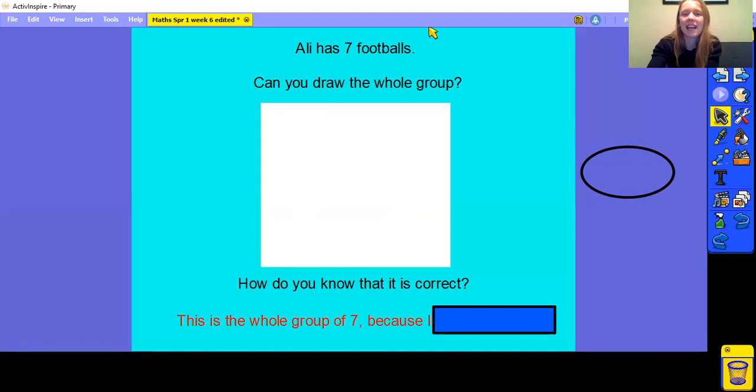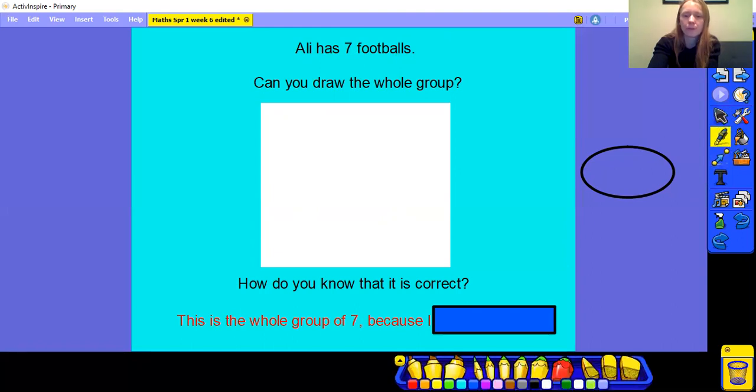Okay, it says, Ali has 7 footballs. Can you draw the whole group? Okay, I'm going to do big blue footballs. So Ali has 7 footballs. If I'm going to draw the whole group, I need to draw all of them. And all of them would be 7 because Ali has 7 footballs.